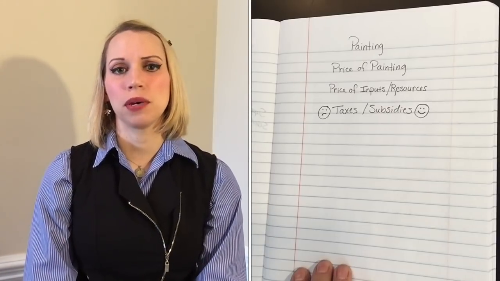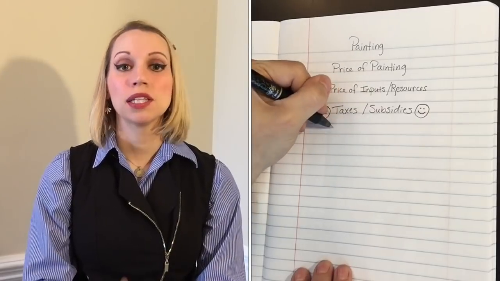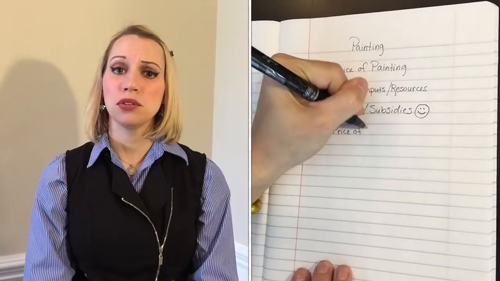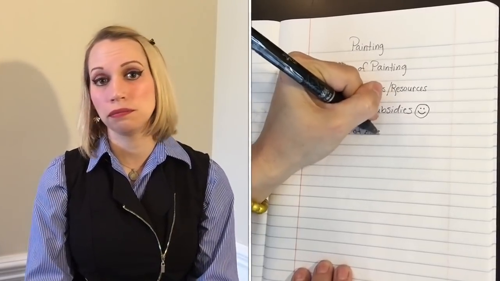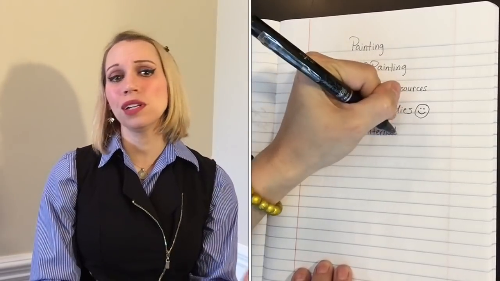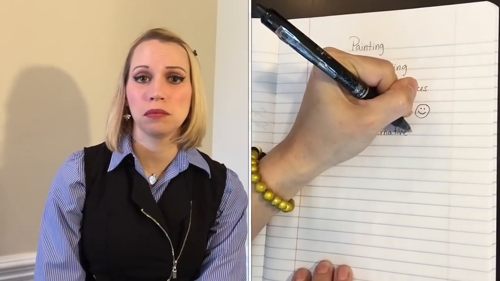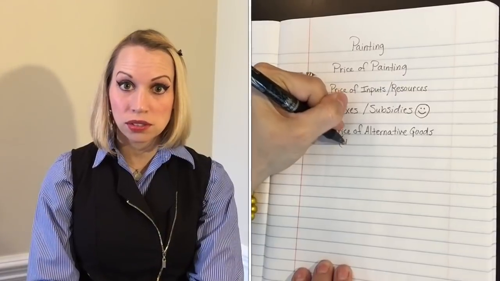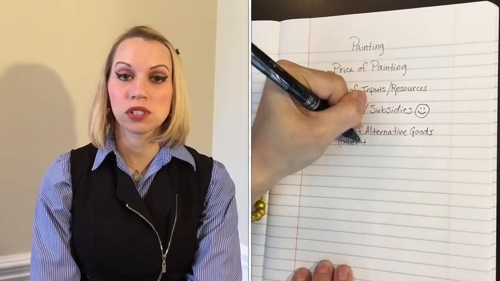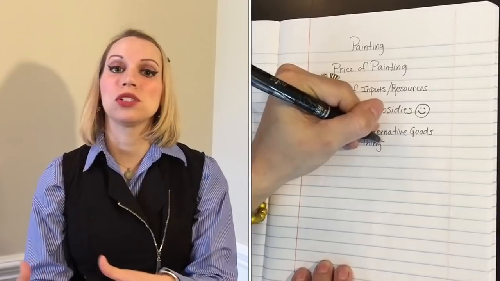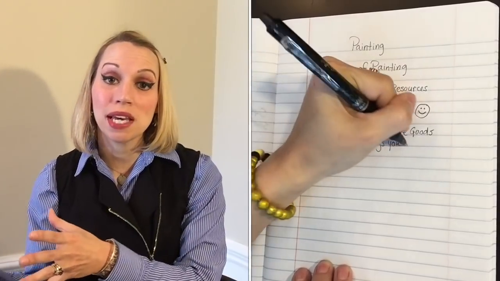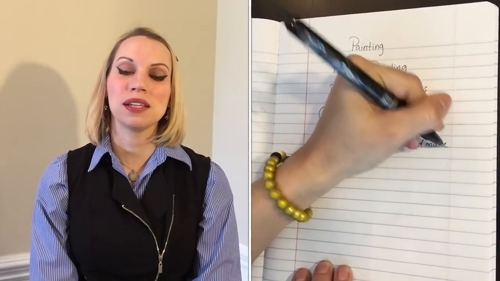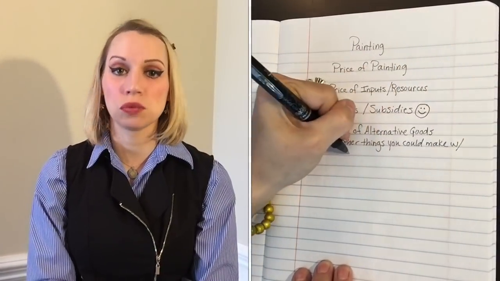Another thing that might affect whether or not you wanted to paint is the price of alternative goods. You know, you've got this paint and ladders, and you could paint rooms, but you could also paint pictures. If you are only getting $20 to paint a room, but whenever you paint a picture, you can sell it for $200 using basically the same resources, then you may want to spend your time and resources making a painting which might be more profitable. So we have to think about the price of other things you could use your resources for.